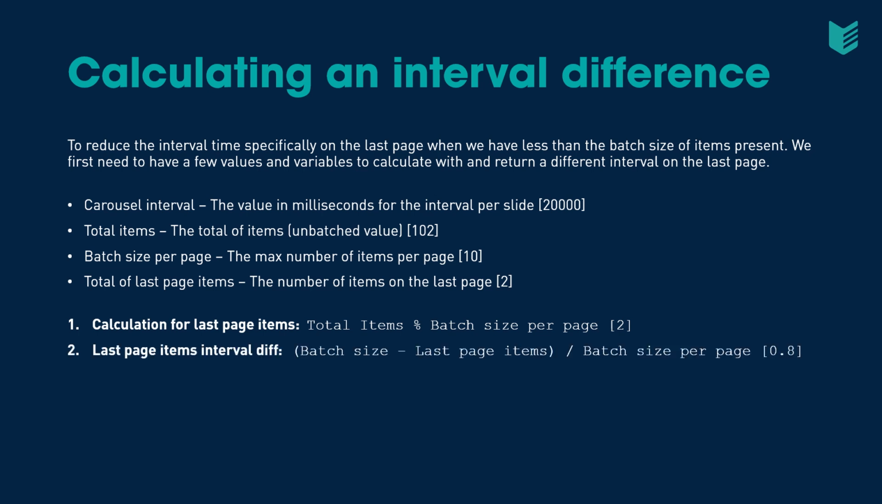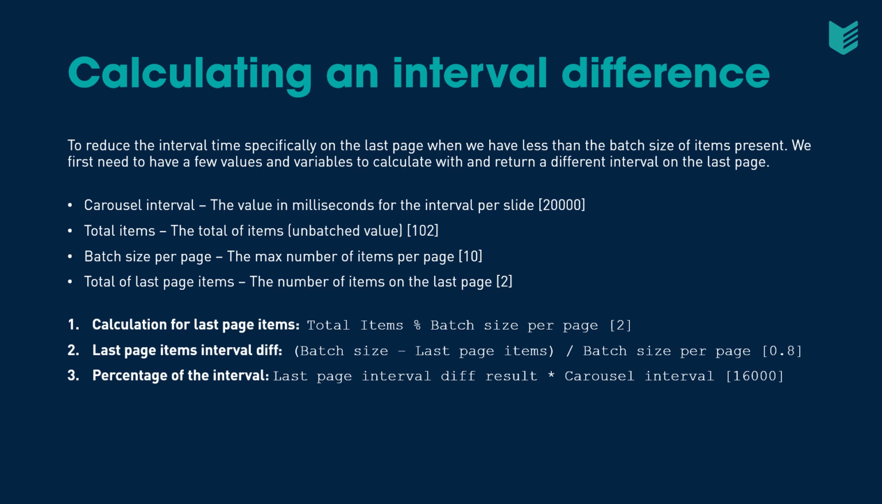Now we need to do what we call interval diff. So we need to take the batch size, so 10, and then we take the amount of pages left, which is 2, and then we divide it by that batch size. So that gives us 0.8. Now the 0.8 is going to be critical for the next phase.